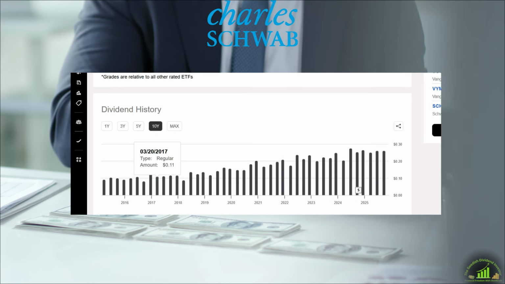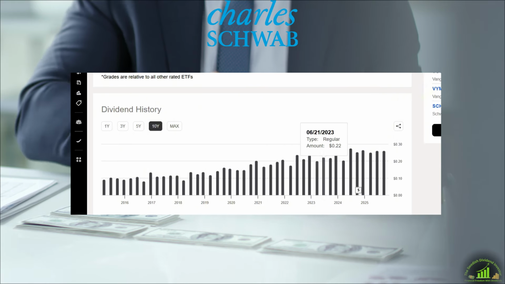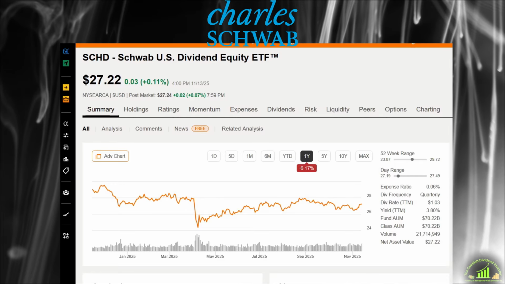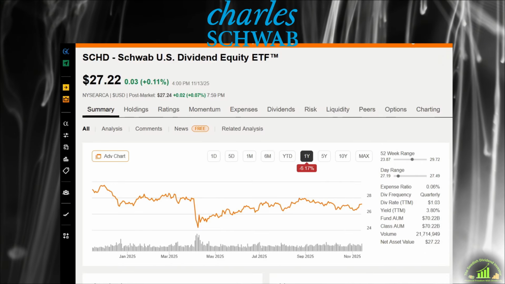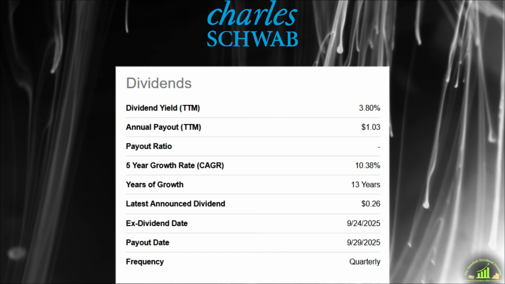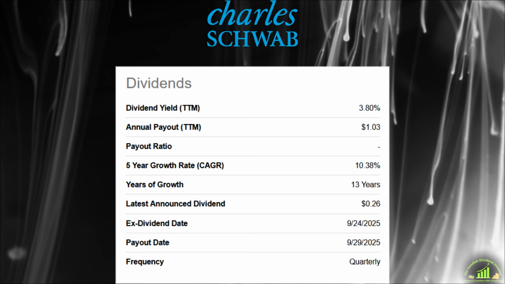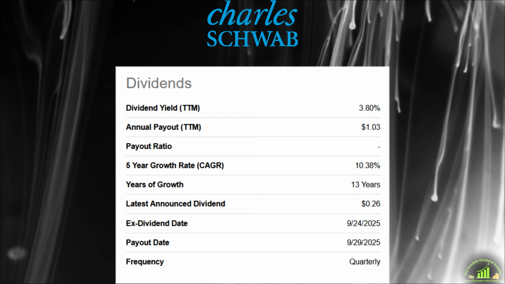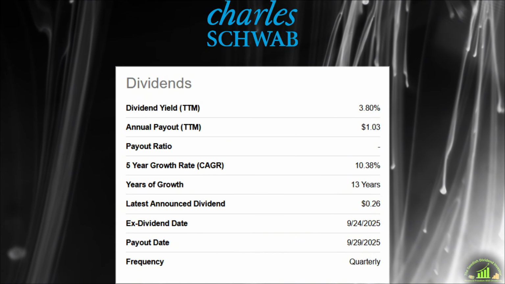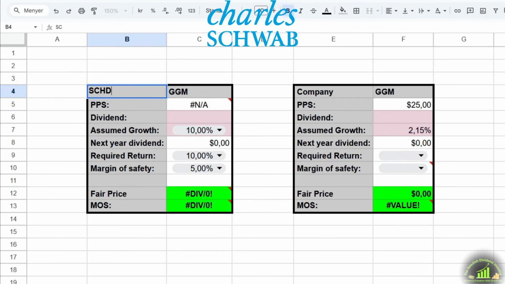They are also known for growing their dividend at a high and consistent rate. The current price is around $27 and some change. And looking at their quick stats, we see a yield of 3.9% roughly, a 5-year CAGR of 10.38%, with a consecutive raise for 13 years. The annual dividend is $1.03.